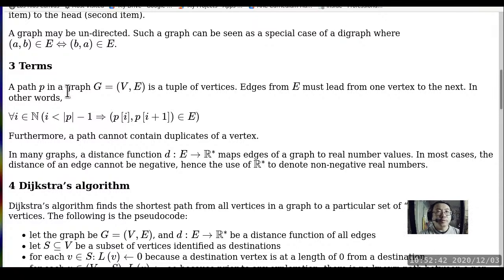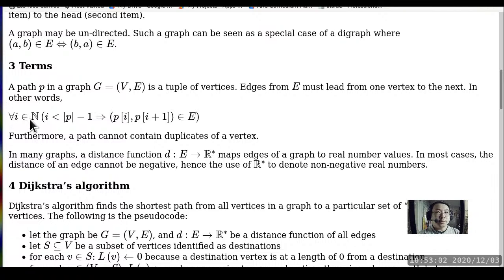So a path P within a graph, which is represented as G equals (V, E), where V is the set of all the vertices and E is the set of all the edges, is a tuple of vertices. Edges from E must lead from one vertex to the next.